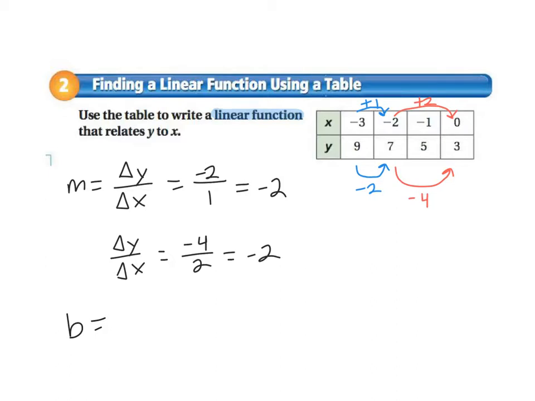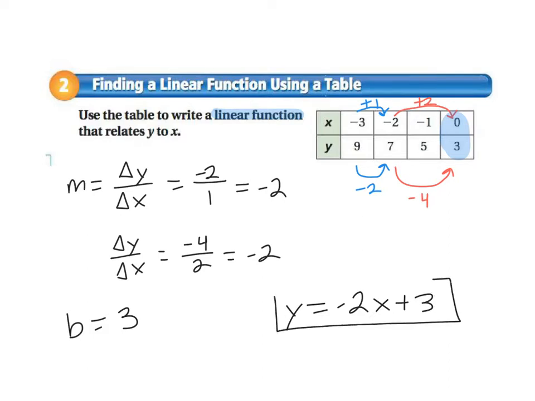So remember, our y-intercept occurs when x is 0, and I see that that's happening right here. So once again, we know it's the y-intercept because x is 0. So that means our b value is 3. So if we use y equals mx plus b, we have y equals -2x plus 3, and that's our linear function.